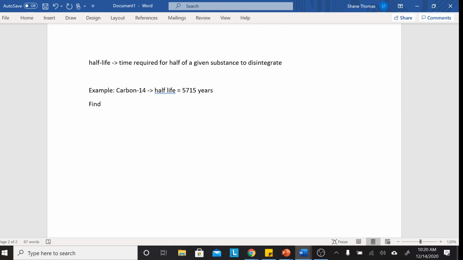So we want to find an exponential decay model and then use it. This is exactly what the scientists would use to try to date things by carbon dating. So again, our standard form is A equals A sub 0 e to the kt.